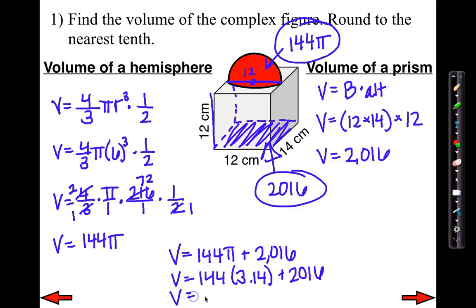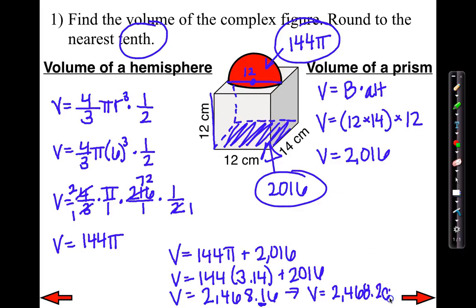So I'm going to say that the final volume is 2,468.16. However, the instructions do ask us to round to the nearest tenth. So here, the 6 is going to determine whether this one is going to stay the same or be rounded up. Since 6 is more than 5, we're going to round up and say that the final answer is the volume equals 2,468.2, and since it's centimeters, I'm going to put centimeters cubed.